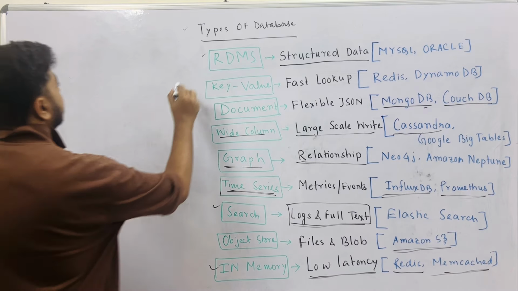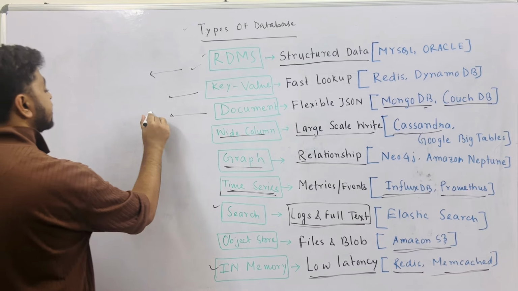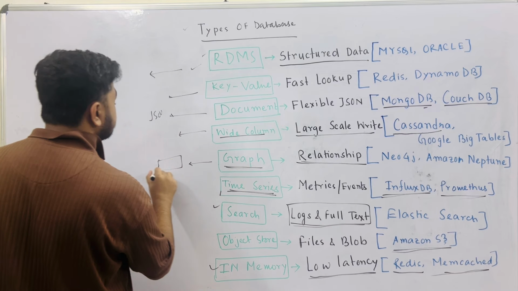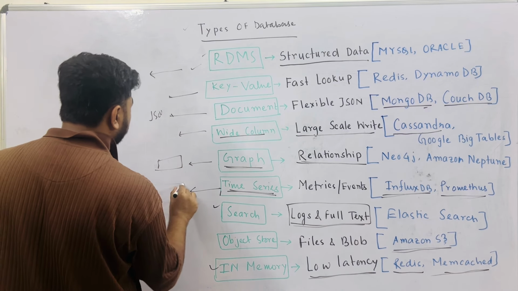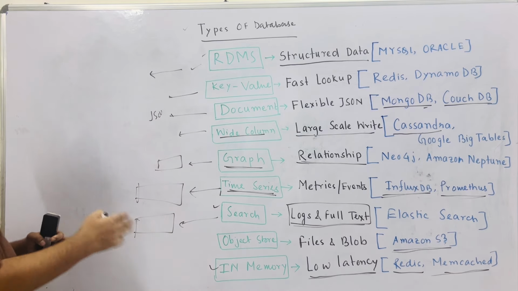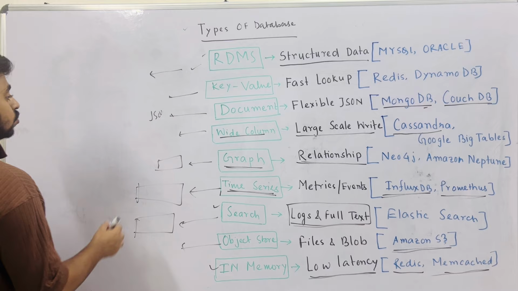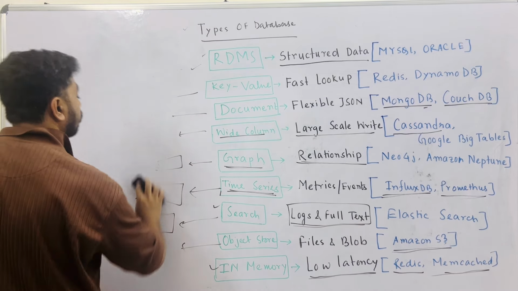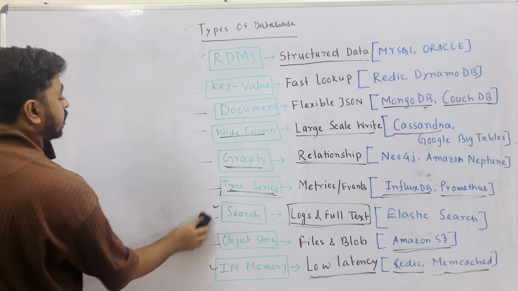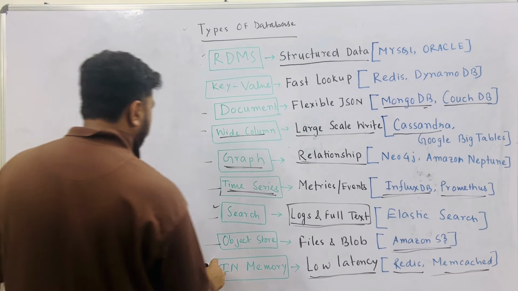So we have studied RDBMS. What I told, RDBMS is the relational one, key value is key value pair data, document is where you have to store JSON data, wide column is for very high write throughput, graph is when relationships matter most, time series is when you have to store data at particular time intervals, search is whenever you want very fast text search output. Object store is when you have to store a blob or file. The in-memory database is the one where you need very low latency, where the data gets stored in RAM.